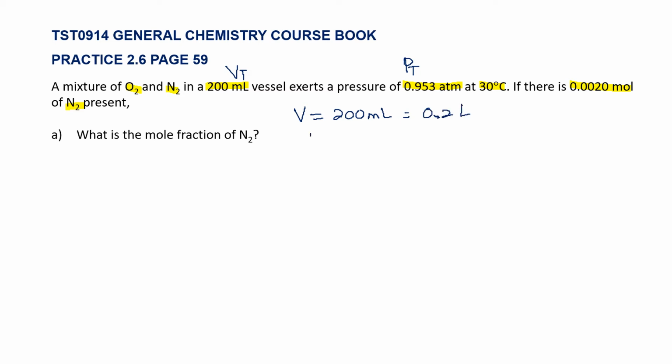For temperature, it must be in Kelvin, so 30 plus 273.15, we will get 303.15 Kelvin. After that, you can start using PV equals N total RT. We want to find the N total.